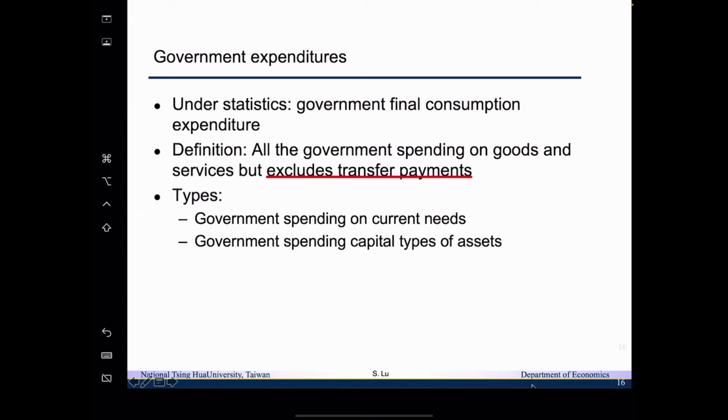Then the household will use that payment to buy goods. Therefore, if we count the government transfer as government expenditure, then we will double count it. So let me give you an example to elaborate this idea. Imagine that the government pays you $100, and then you take this $100 and spend it.